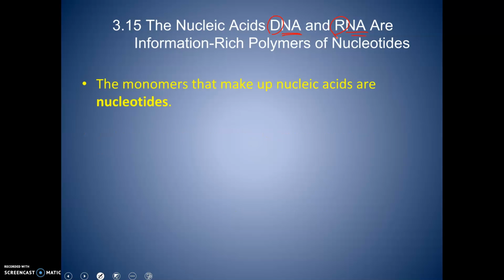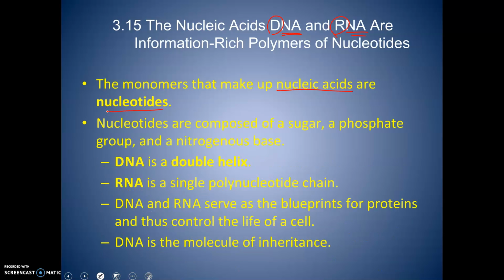Both of them, their building blocks are called nucleotides. So nucleic acids are the main category, and then the nucleotides are the monomers or the building blocks that are put together to make them. There are three parts to a nucleotide: a sugar, and that's actually where the D and the R come from. In DNA, the sugar is called deoxyribose, and in RNA, the sugar is called ribose. So deoxyribonucleic acid has the sugar deoxyribose, ribonucleic acid has the sugar ribose.